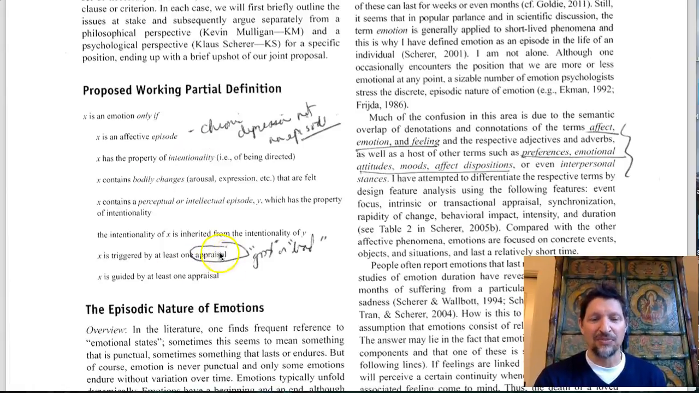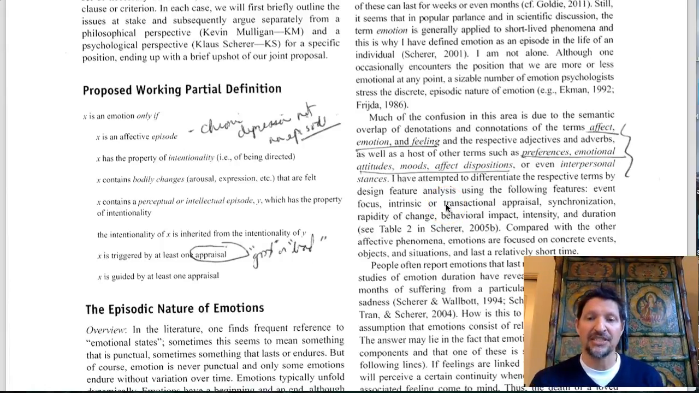It involves some appraisal of good or bad, et cetera. Okay, so they're trying to just break it down into different aspects. They do say, which is good, that part of the reason we have confusion in this area is that, popularly speaking, emotion, feeling, affect, and even preferences, emotional attitudes, moods, and dispositions sometimes get collapsed. So this is sometimes where academia is actually helpful.